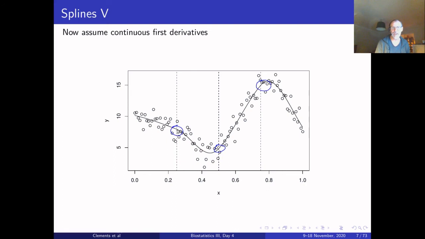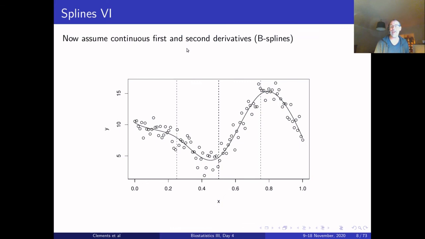But the rate of change looks very flat here, and then it's changing more quickly here. And it would look slightly nicer if we had both continuous first and second derivatives. And then if we do that, it starts to look quite pretty to the eye. So we've got continuous first and second derivatives, which are called B-splines, and I think that is a reasonably good description of those data.